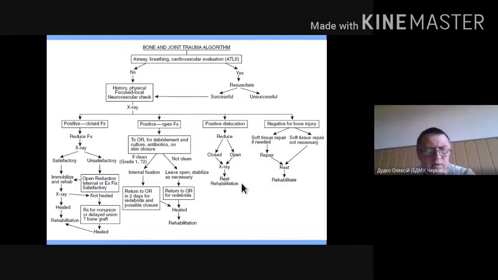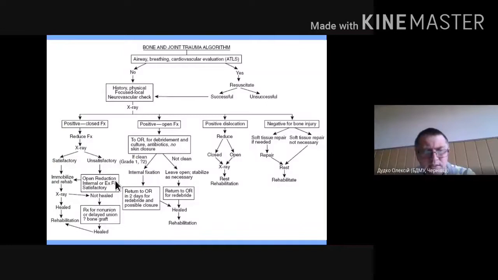So what we do for fractures, we should check whether the fracture is closed or open. For closed fracture, we reduce it, making an X-ray. If good position of the fragments is obtained, we immobilize it with a bandage and make X-rays, and the patient goes to rehabilitation. For unsatisfactory position, we should perform open reduction and fixation with an internal device or external fixator.